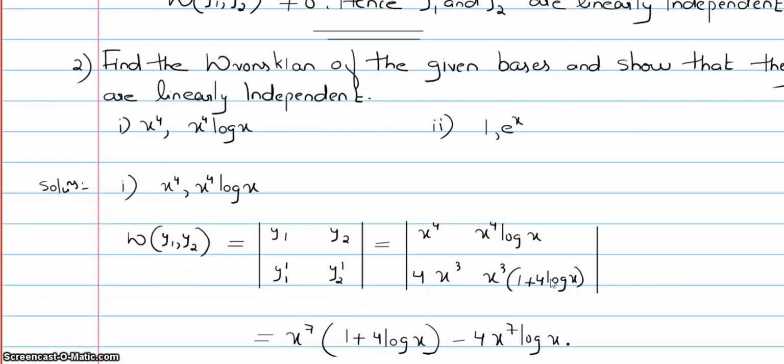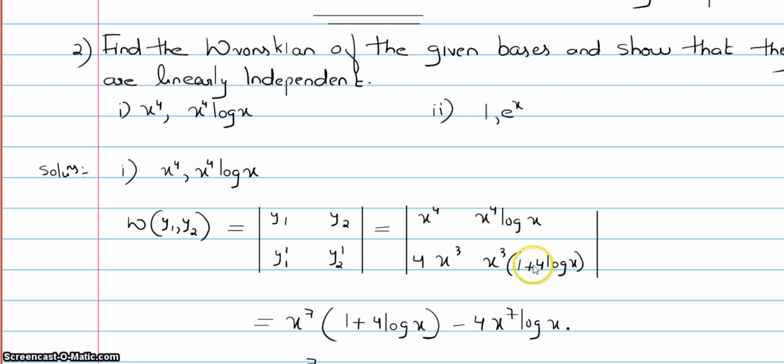Now let's find the Wronskian of the given bases and show that they are linearly independent. Two more questions for checking the linear independence of the two solutions. Here the solutions are already given. We have to just check whether these solutions are linearly independent or not. For that, it is enough to find the Wronskian value of the given solutions.